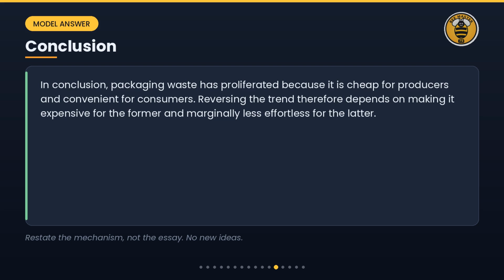The conclusion: 2 sentences, no new ideas, and no dull repetition of the essay. It restates the underlying mechanism in compressed form, which leaves the reader with the argument rather than a summary of it.